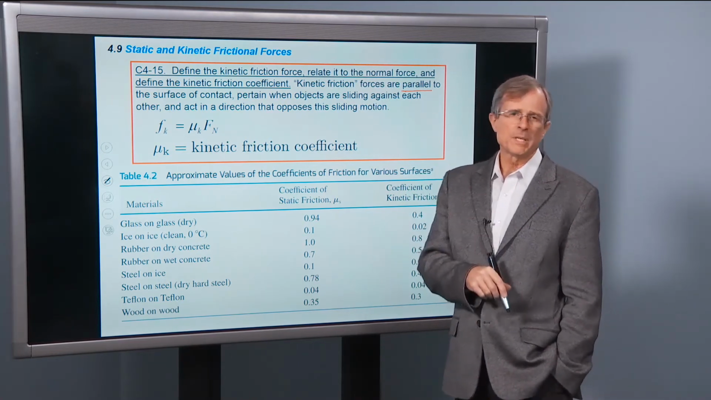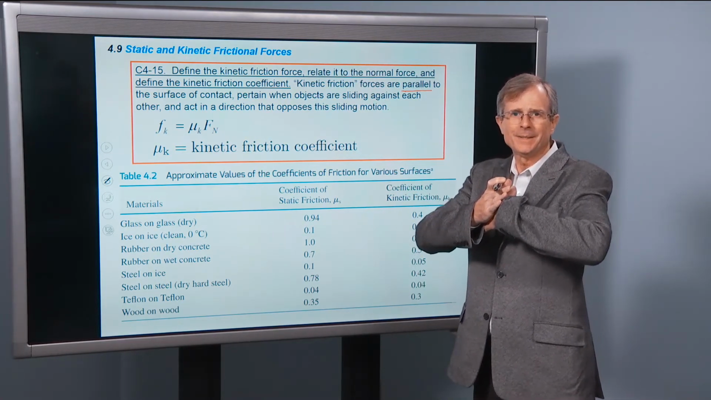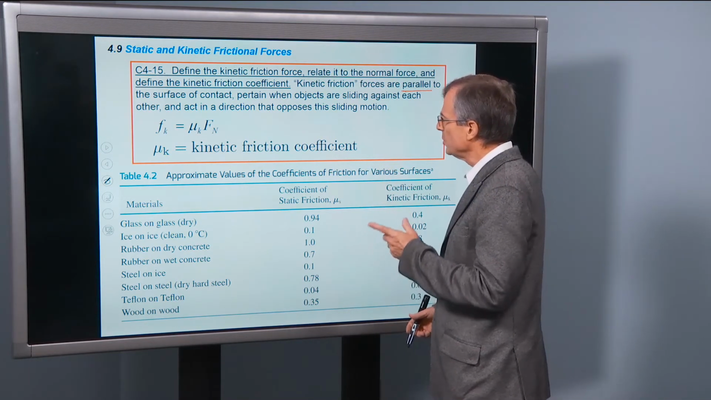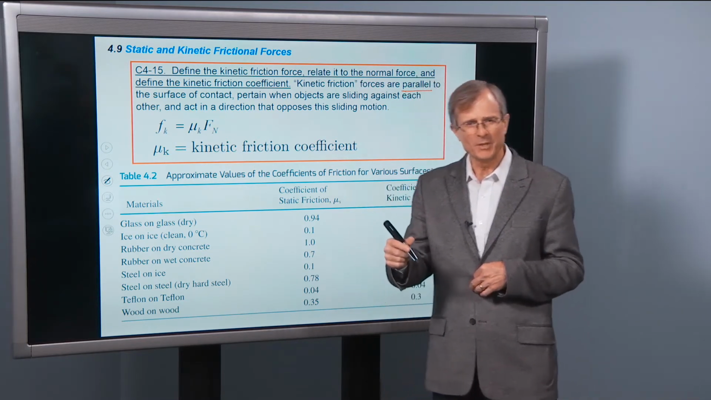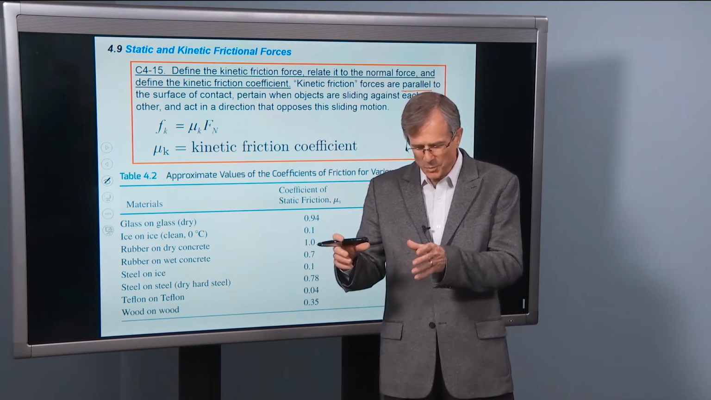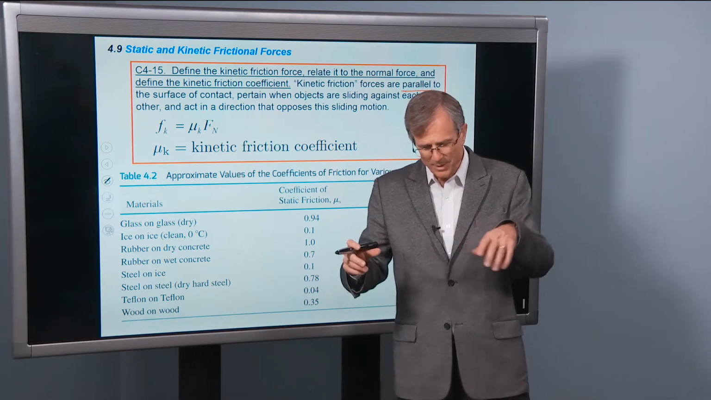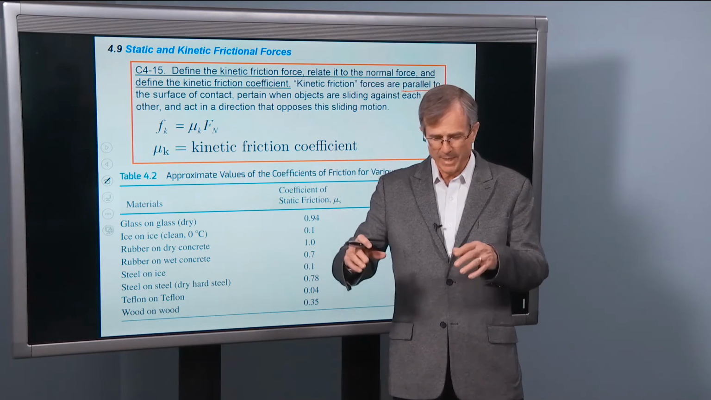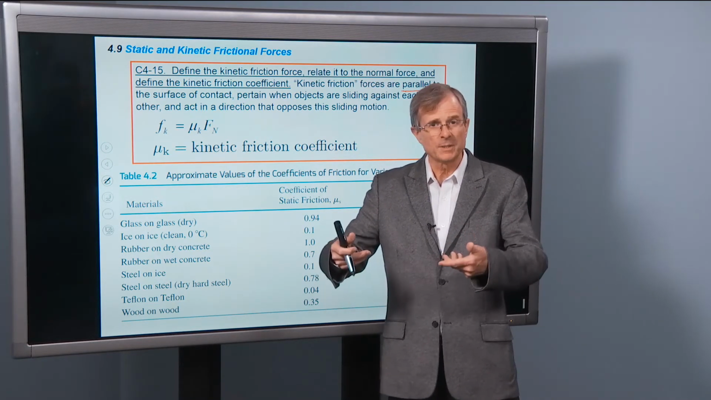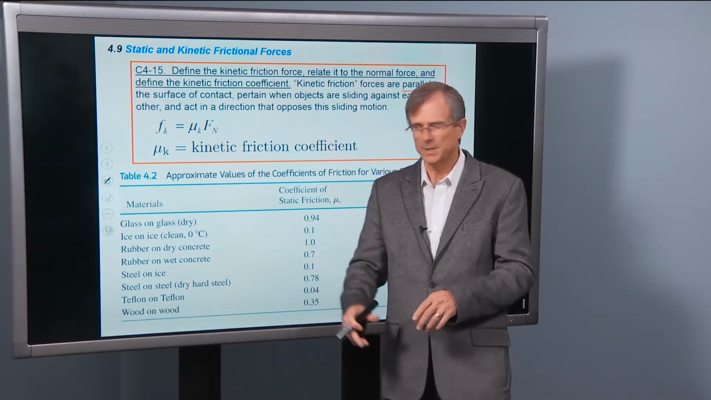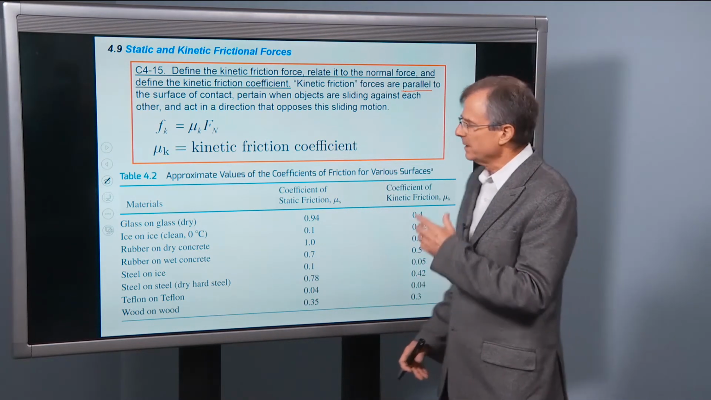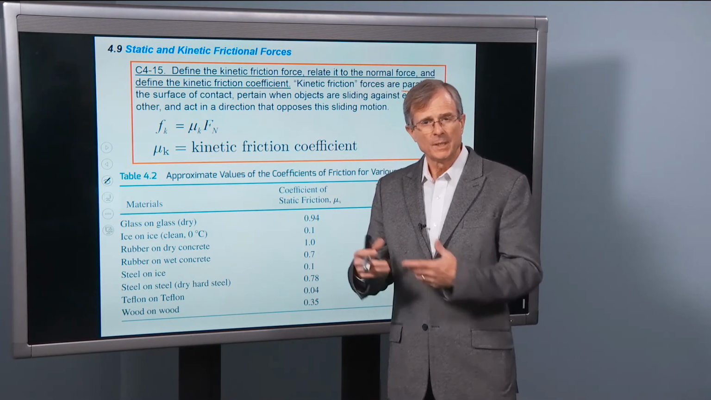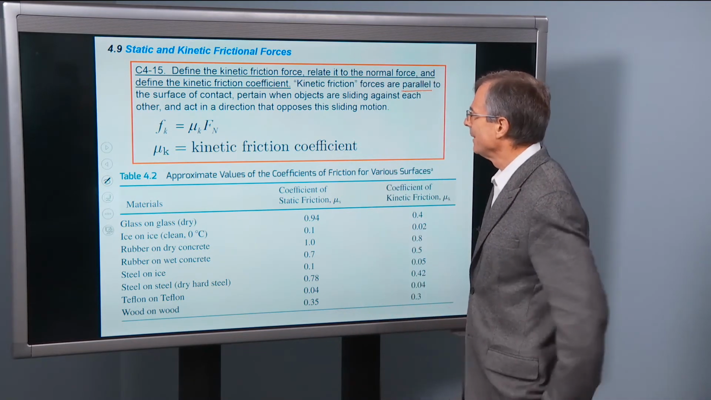But in this case, they pertain when objects are sliding against each other. And they act in a direction that opposes the sliding motion. At the end of that demo video, we had the case where I demonstrated how fast the cart would accelerate with a lot of friction when I had it tipped over with its wheels in the air versus how much it accelerated with the wheels down. But that kinetic friction force was always opposite to the direction of motion, slowing down the motion and leading to less energy.